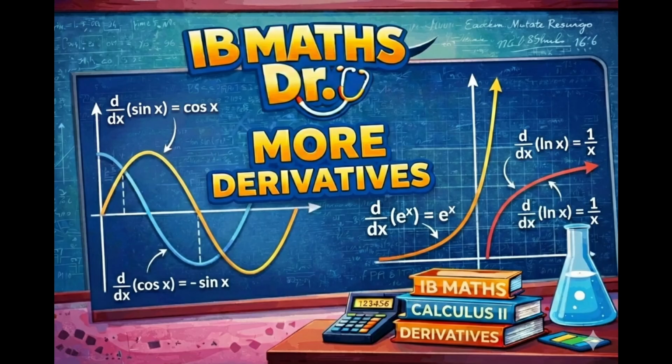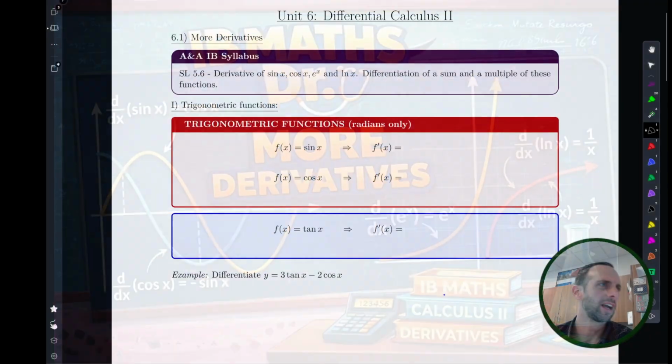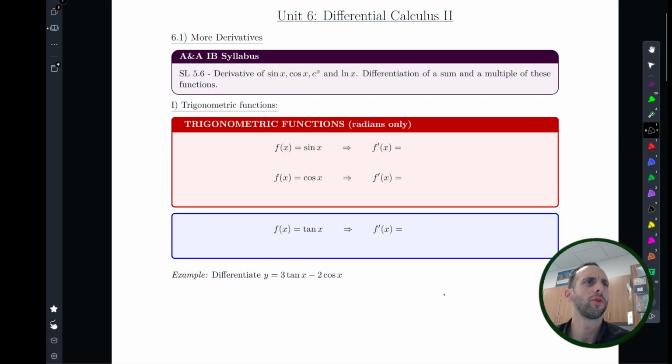All right, welcome back to the channel and start of Unit 6, which is Differential Calculus 2. This section focuses on expanding our derivative tool belt and finding derivatives of more functions. So if you found the previous unit helpful, hopefully we can get into some more complex derivatives here and finish the unit with some interesting applications for you.